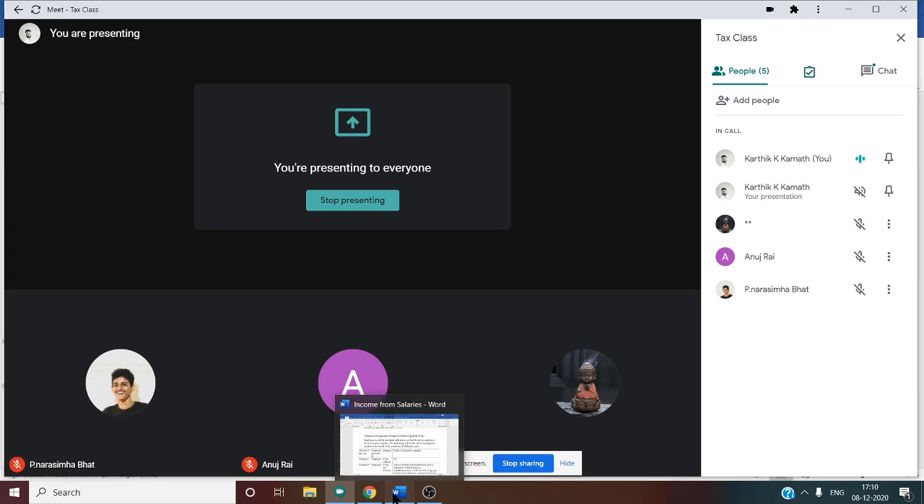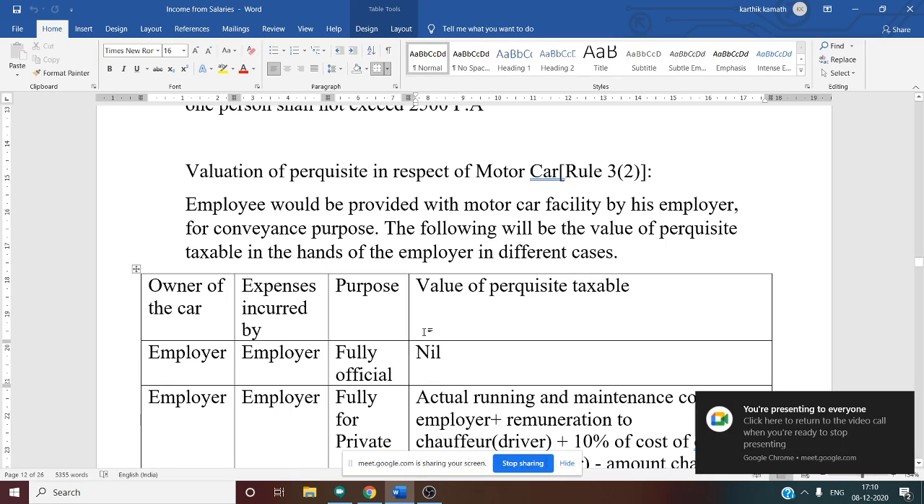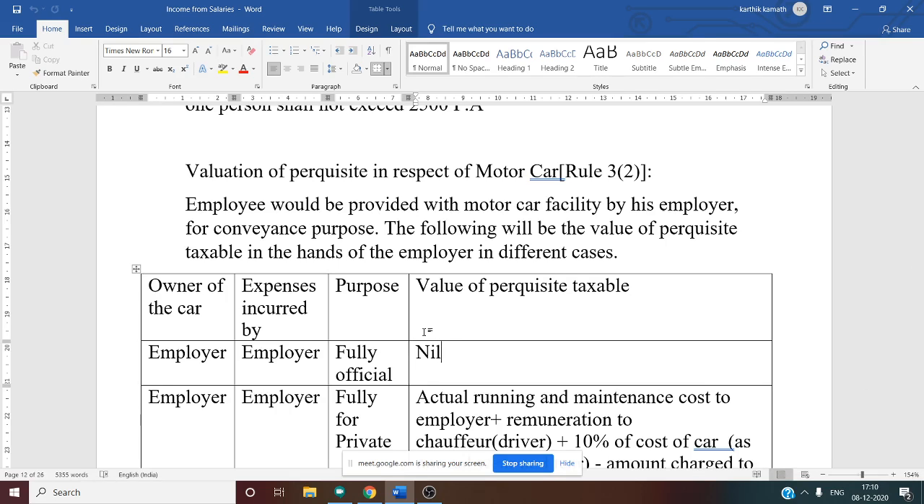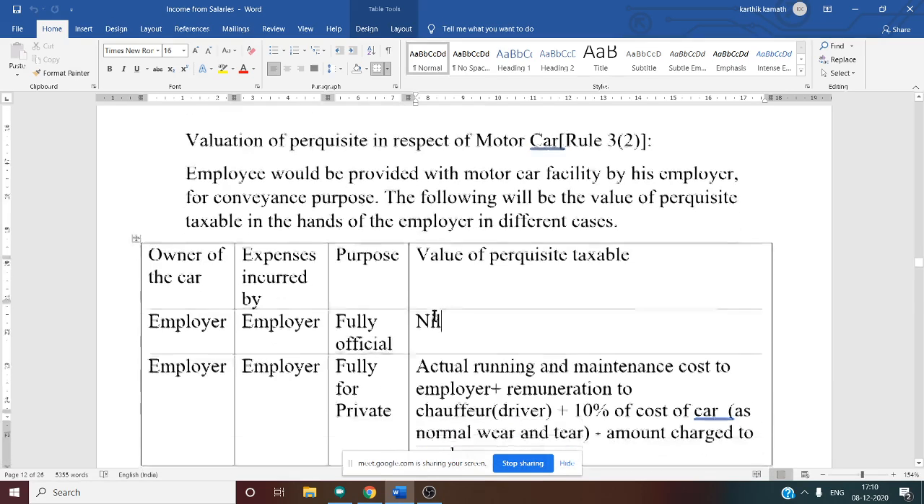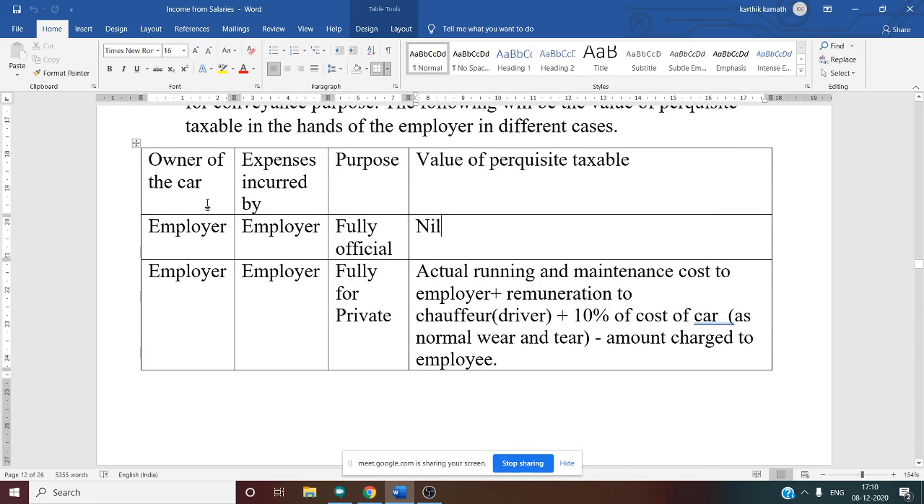So when it is for personal purpose, what is the treatment? When it is for official purpose, what is the treatment? And when it is for both the purposes, what is the treatment? That we have to see. That we have discussed in the previous class. So there are four columns. For the rule, four columns are given.